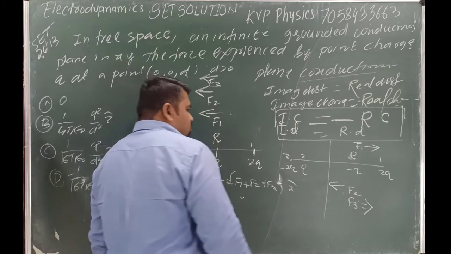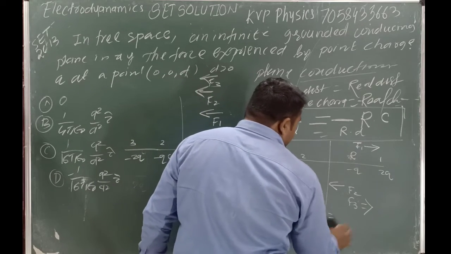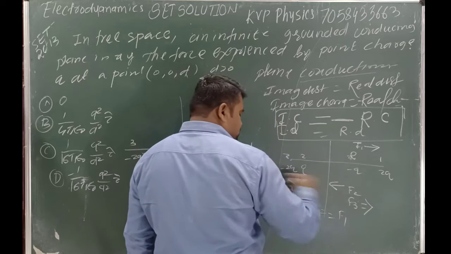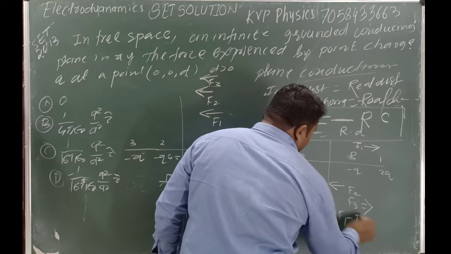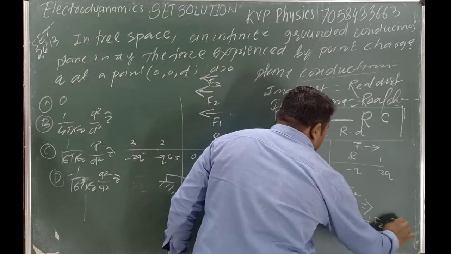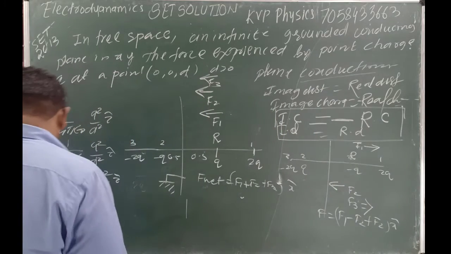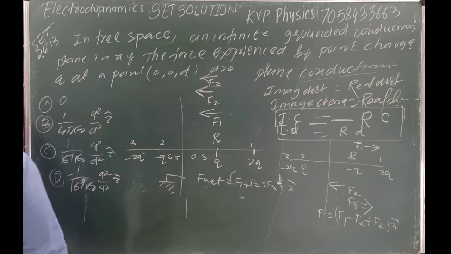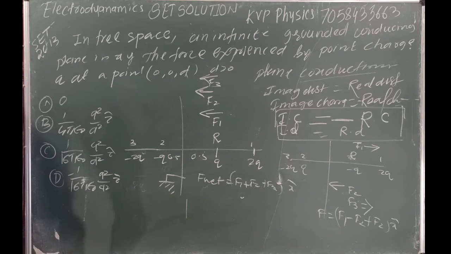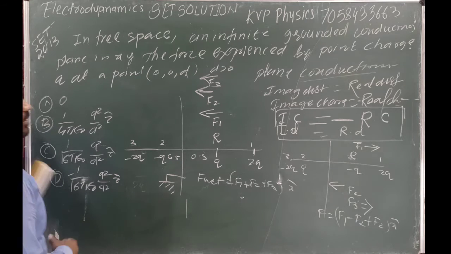Then how to add all these forces? F is equal to: F1 is in positive x, so take F1 positive. F2 is in the negative direction, so take minus F2. F3 is in the positive direction, so plus F3. Bracket complete, x cap. When two or more charges are given, we can use this system.